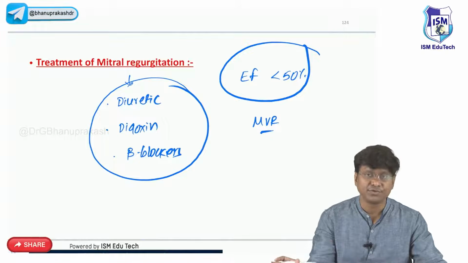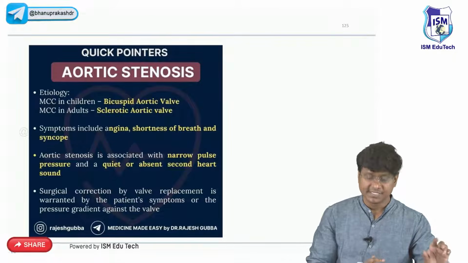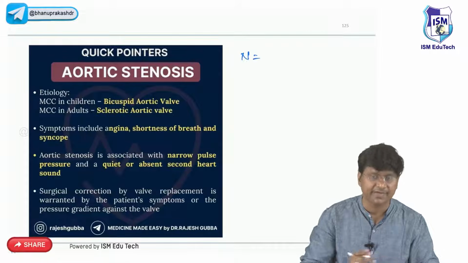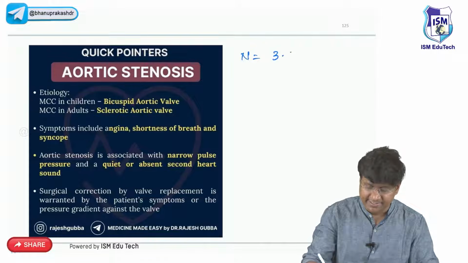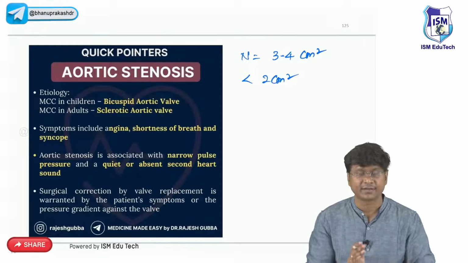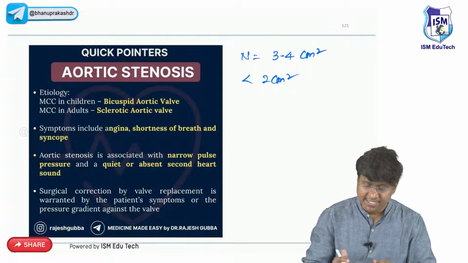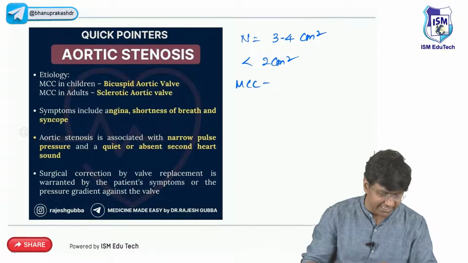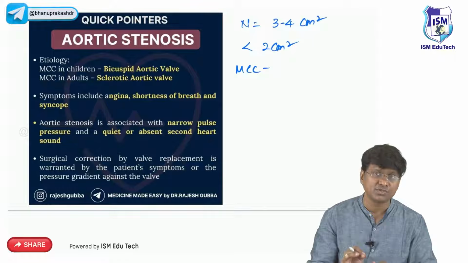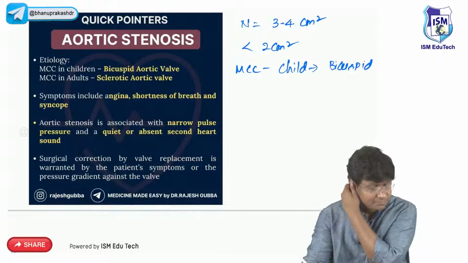Okay, so that was about mitral regurgitation. The next important valvular pathology is aortic stenosis. See, how much is the normal aortic valve area? Normal aortic valve area is 3 to 4 centimeters square. And if the aortic valve area is reduced to less than 2 centimeters square, we call it aortic stenosis. Now, what is the most common cause of aortic stenosis in children? That will be the bicuspid aortic valve.